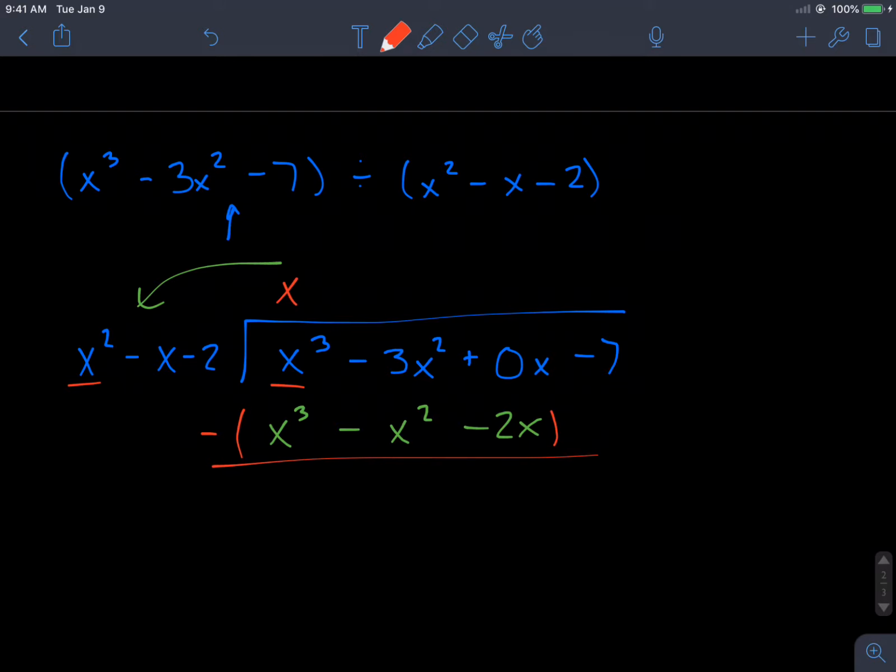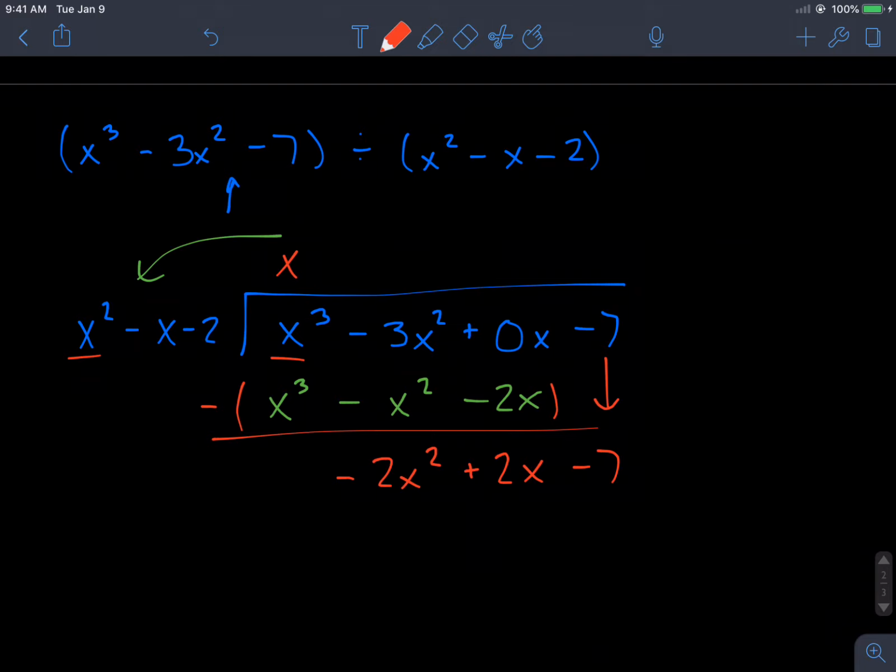So x cubed minus x cubed, 0. Negative 3x squared minus a negative x squared, so negative 3x squared plus x squared is negative 2x squared. And then 0x minus a negative 2x is going to be a positive 2x. And we bring down that negative 7. So now how many times does x squared go into a negative 2x squared? Or what's negative 2x squared divided by x squared? Well, that's just negative 2.